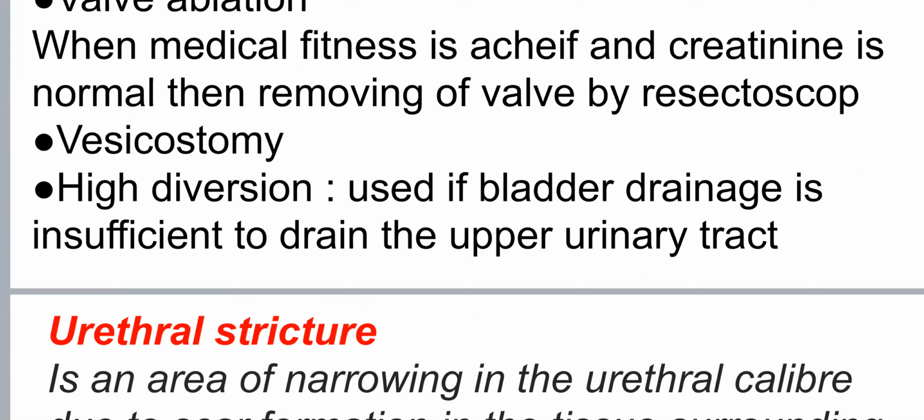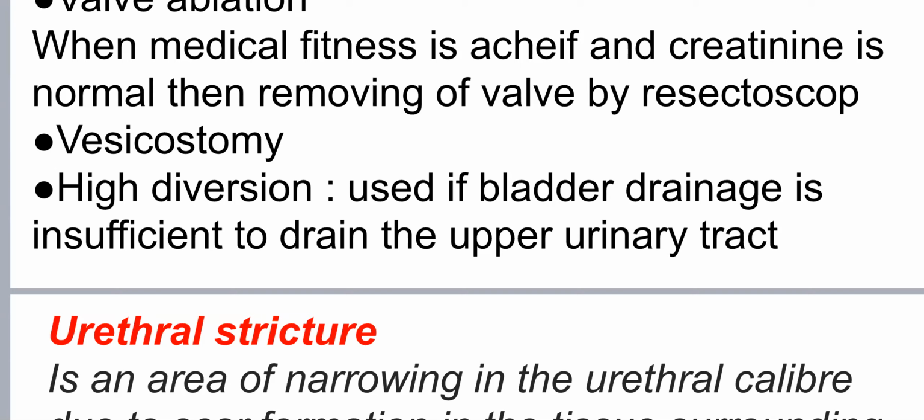Vesicostomy is an opening of the bladder, creating a fistula between the bladder and the skin of the abdomen. So the urine passes easily through this vesicostomy and evacuates the bladder, so we can protect the upper urinary system. Okay.